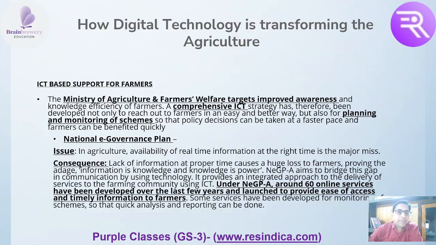Then we have ICT based support for farmers, like the comprehensive information communication tool, the national e-governance plan. We have already discussed it, so we have put this slide again so that you get revised. The issue is that in agriculture, you do not get real time information. That is why the government has come up with the national e-governance plan so that everybody has proper information at a proper time. The government is providing 60 online special services over the last few years to make sure that farmers have all the information in their palms.